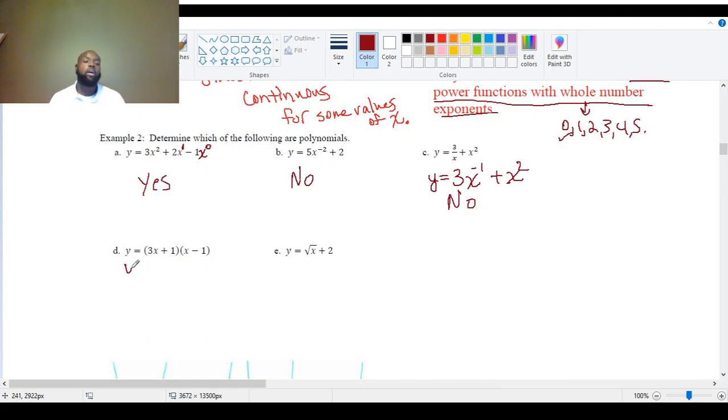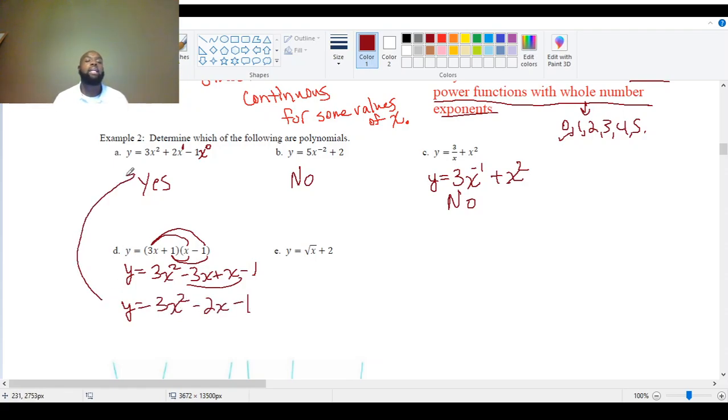In part D, we have y equals... Now, this is a product of two polynomials, right? But if I multiply two polynomials together, does that mean we have a polynomial? Well, let's use our FOIL method to distribute everything. We're going to get 3x squared minus 3x plus x minus 1, right? 3x squared comes from there, minus 3x comes from there, plus x comes from that multiplication, and minus 1 comes from there. Notice we can combine these like terms. We get 3x squared minus 2x minus 1. That's similar to the one we have there, it's not the same.